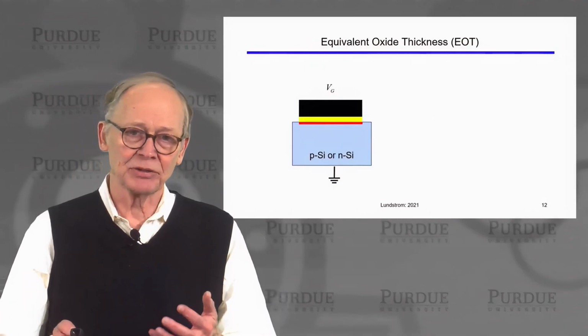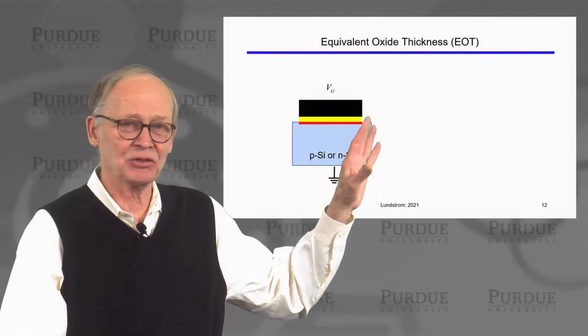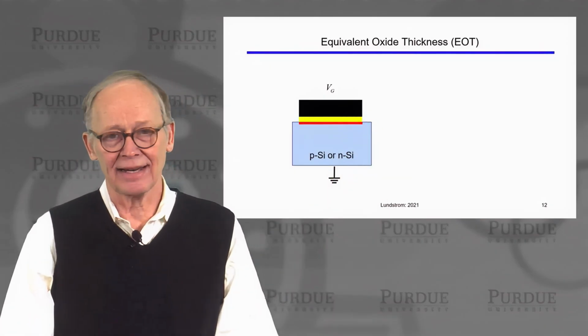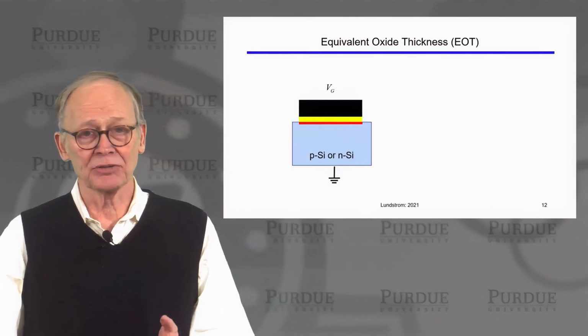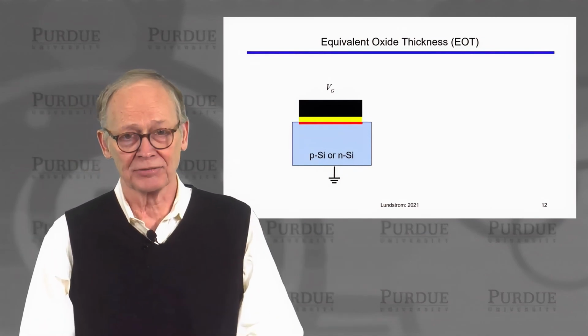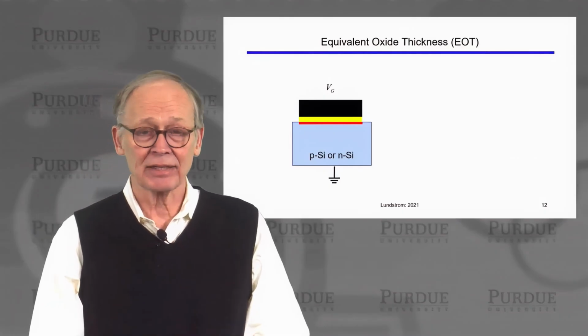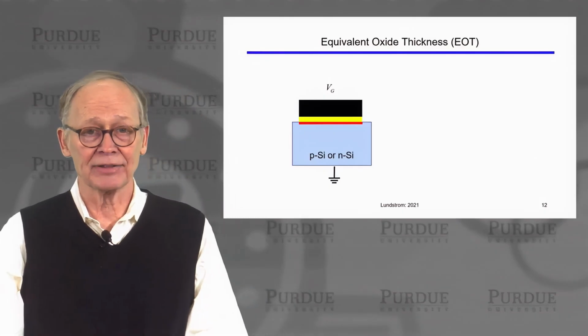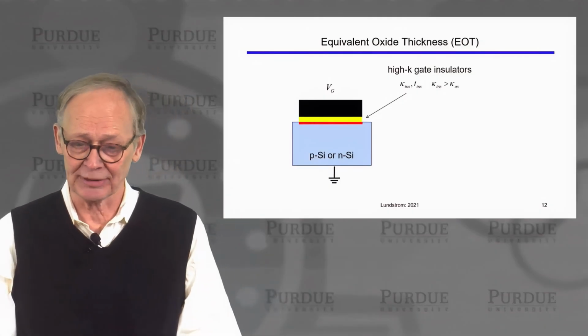You'll hear people refer to something called the equivalent oxide thickness. I've been mainly assuming that we're using silicon dioxide for these MOS systems. And for most of the history of MOSFETs, that was the insulator for MOS systems. More recently, semiconductor engineers have gone to higher dielectric constant materials, so-called high-K gate insulators.